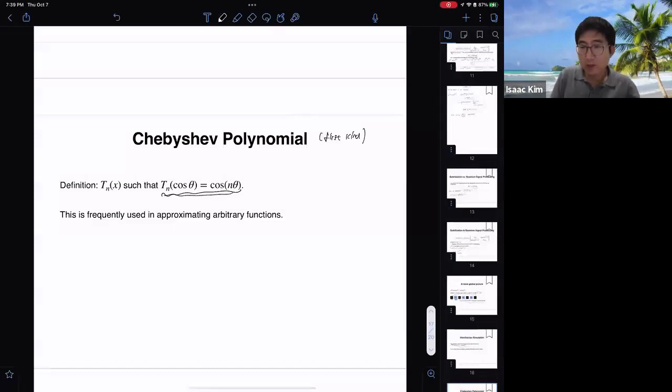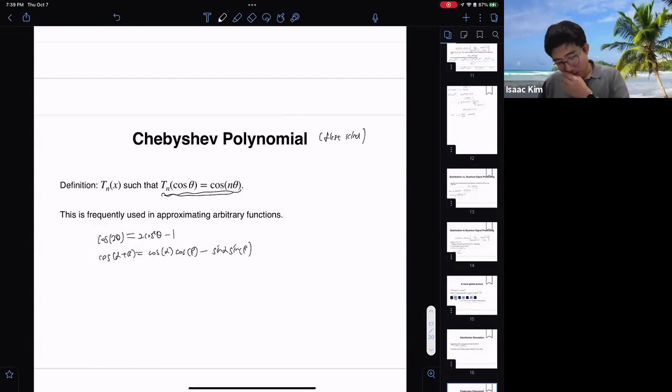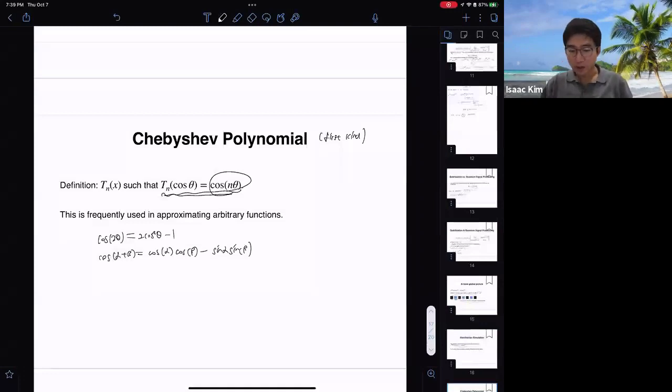It may not be clear why this is a polynomial, but if you think about it, for instance, cosine 2 theta is 2 cosine squared theta minus 1. And there's an expansion formula, so you can recursively use this formula to basically expand into a polynomial of cosine theta, and that is the Chebyshev polynomial.